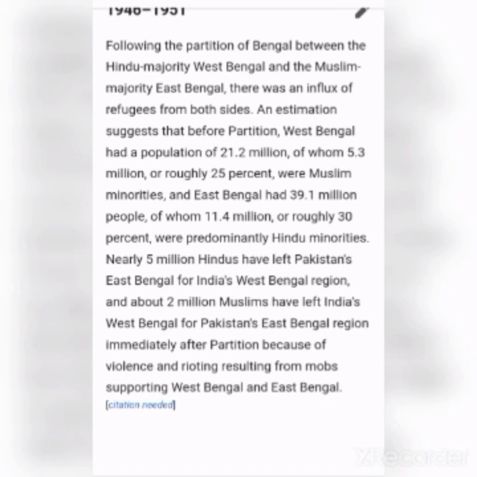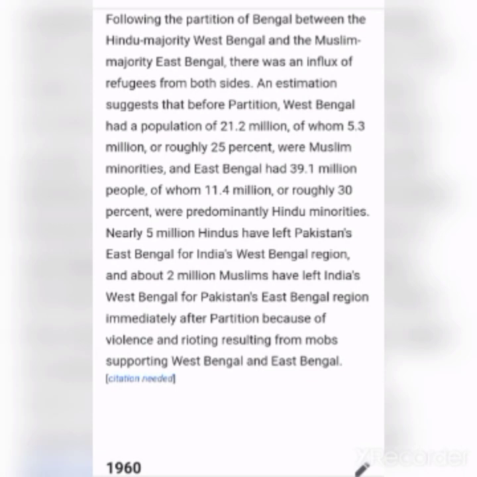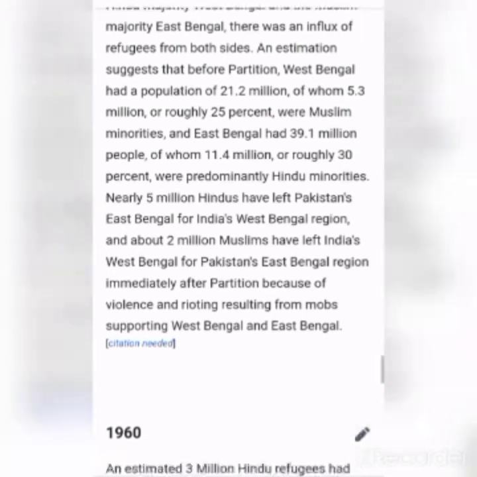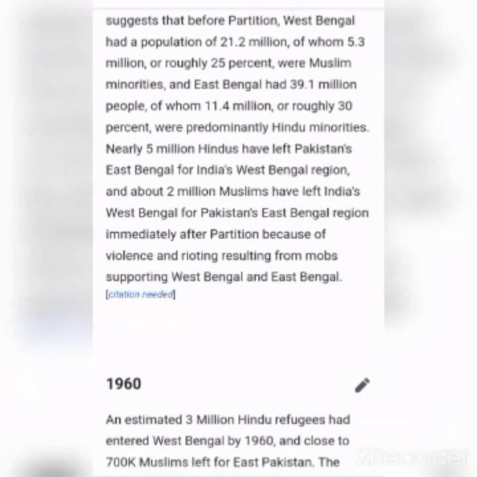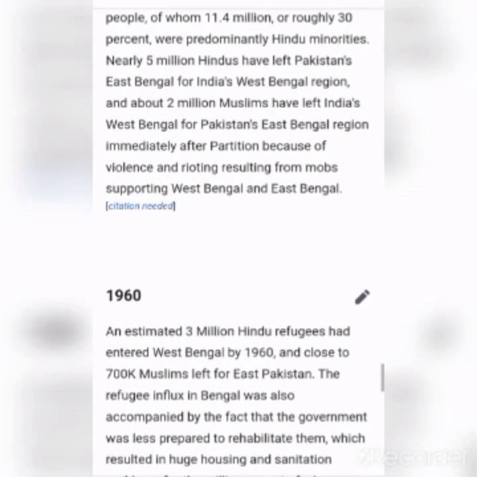Nearly 5 million Hindus left Pakistan's East Bengal for India's West Bengal, and about 2 million Muslims left India's West Bengal for Pakistan's East Bengal immediately after partition because of violence and rioting resulting from mobs supporting West Bengal and East Bengal.